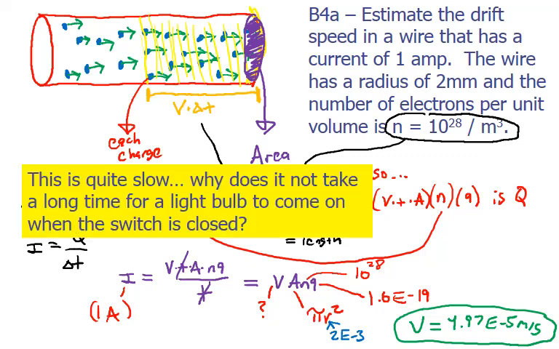So what you may be wondering is, this is actually very slow. And so the question I want to run by you is, why, when you turn on a switch, does it not take a long time, but hardly any time at all, for the lights to come on? Because you turn the switch on and the light comes on pretty much right away, right?